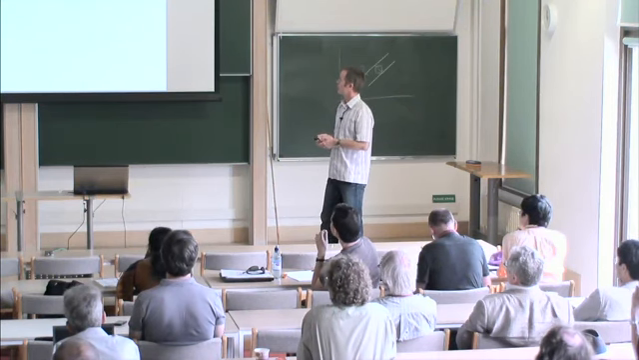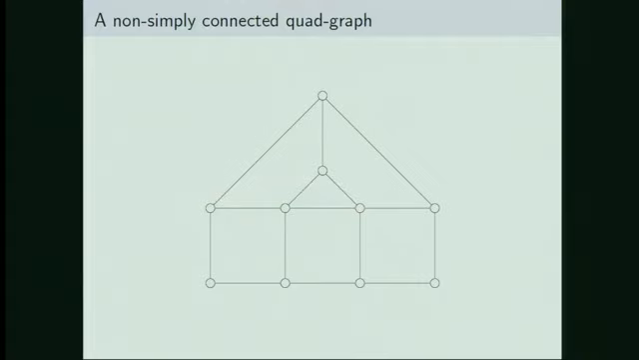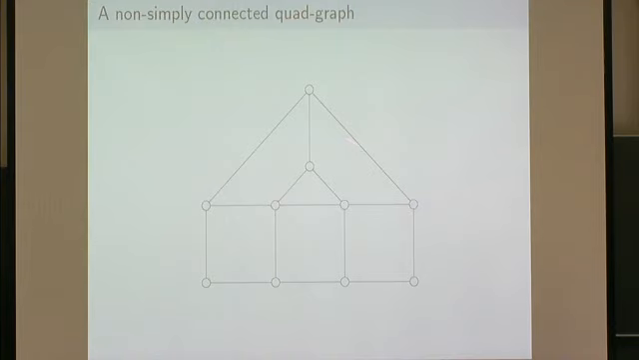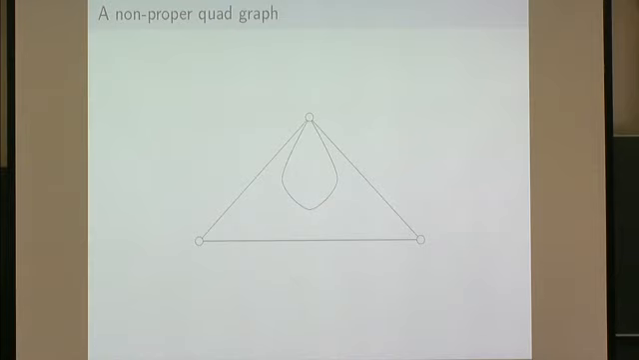This is a non-simply connected quad graph. What I mean by that is that there is a face which is not a quad. But you can still define initial values on this graph, and there's no relation on this face. This is a non-proper one. You need 4 edges on every quad. Here we have a quad, meaning there are 1, 2, 3, 4 edges, but there are not 4 vertices. So this is what I discard, these kinds of graphs.